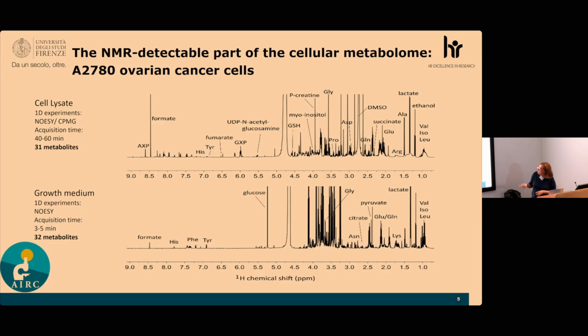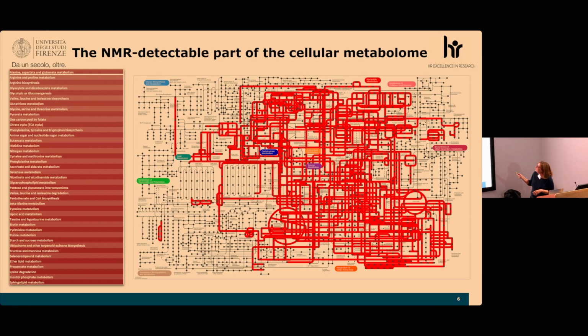So NMR, as has been discussed before by the other two speakers, is a relatively low sensitivity technique, so the numbers are not very great. But if you look at the pattern of the biochemical pathways that we can have inside the cell, these about 50 metabolites cover a large part of them, although none of them is really selective for a specific pathway, because metabolites are involved in many different pathways.